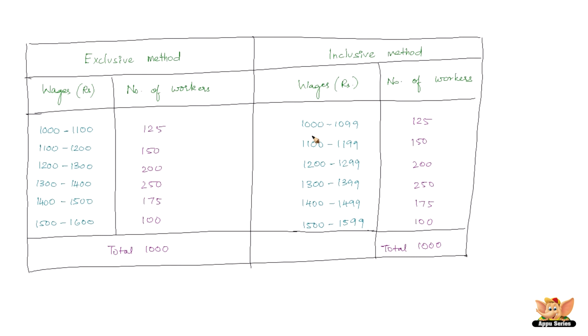Whenever the inclusive method is used, it is necessary to make an adjustment to determine the correct class intervals and to have continuity. So if a minus b is a class in inclusive method, then in exclusive method, it becomes a minus h by 2 minus b plus h by 2, where h is equal to the lower limit of the class minus the upper limit of the previous class, divided by 2. So here, you can clearly see that in the exclusive method, the 1100 is not included in counting the number of workers. In the inclusive method, it is very clear that it is already mentioned only till 1099. So this is the difference between exclusive method and inclusive method.